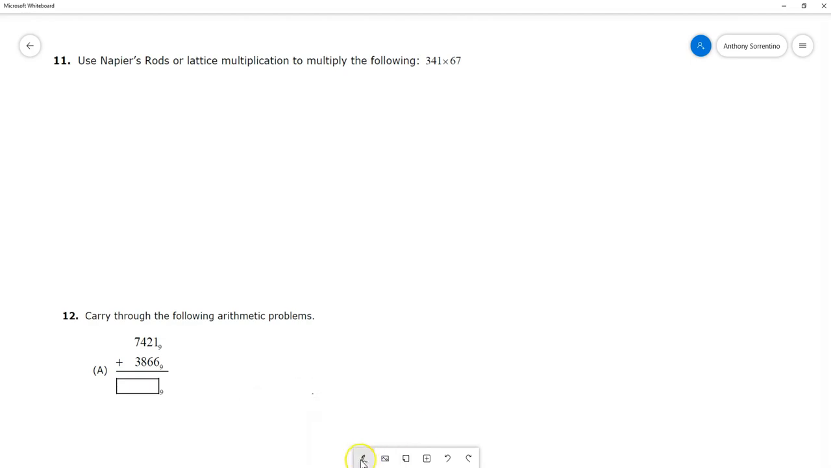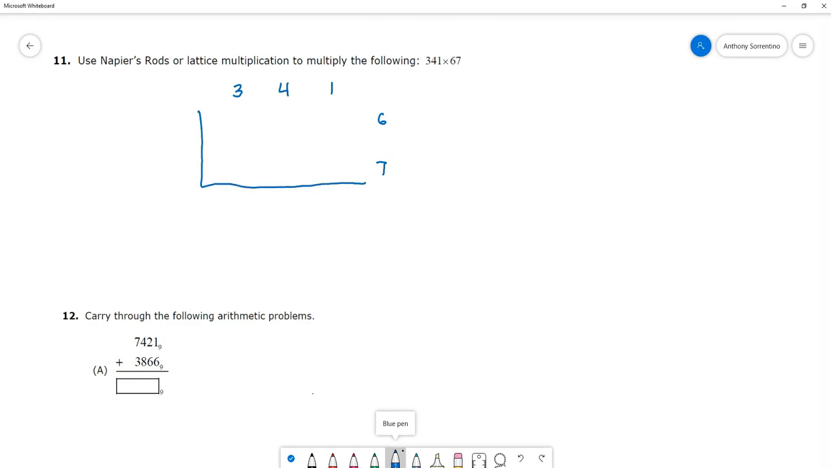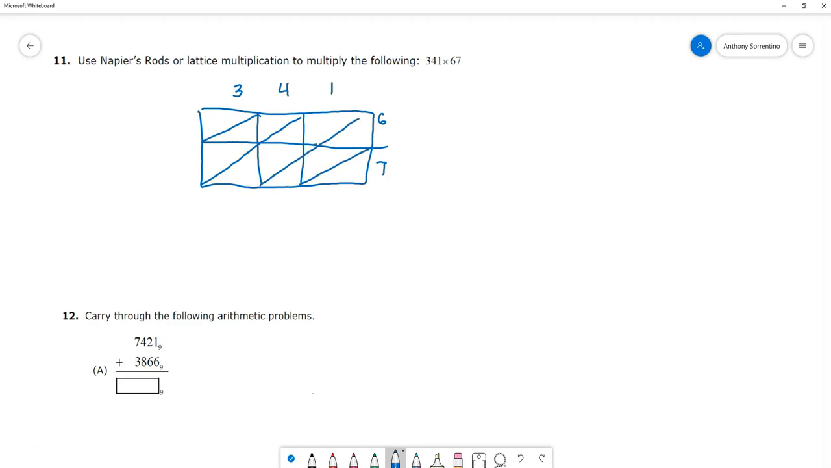So if I'm doing that work, what I would do with that is just put my digits 3, 4, 1, and 6 and 7 here. I make some boxes. And I write these diagonals in these boxes. Kind of sloppy there. But the diagonals should kind of intersect at one point. So let me just color that in.